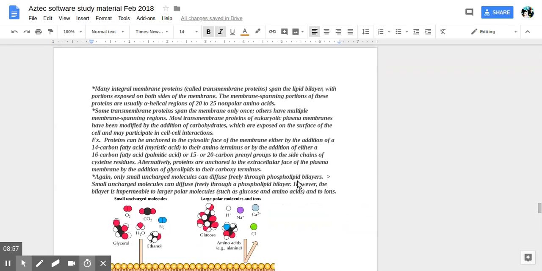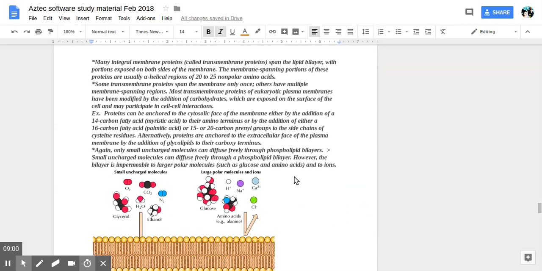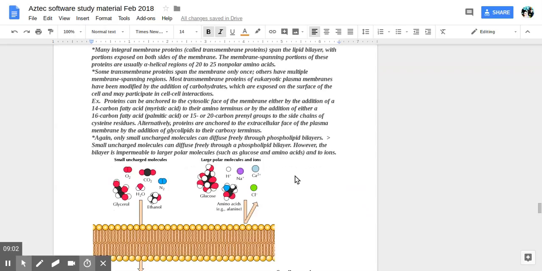Many integral proteins, called transmembrane proteins, span the bilayer, so portions are exposed on both sides of the membrane. The membrane-spanning portions of these proteins are usually alpha helical regions of 20 to 25 nonpolar amino acids. So within the layer are the nonpolar parts, and exposed outside on either side of the bilayer are the polar sides of the proteins. Some transmembrane proteins span the membrane only once, others have multiple spanning regions.